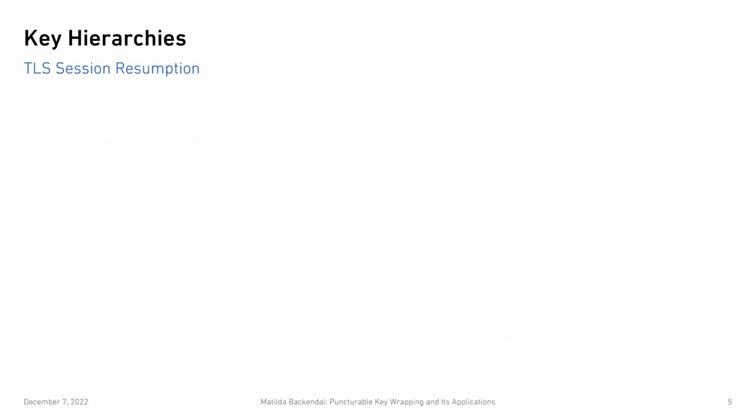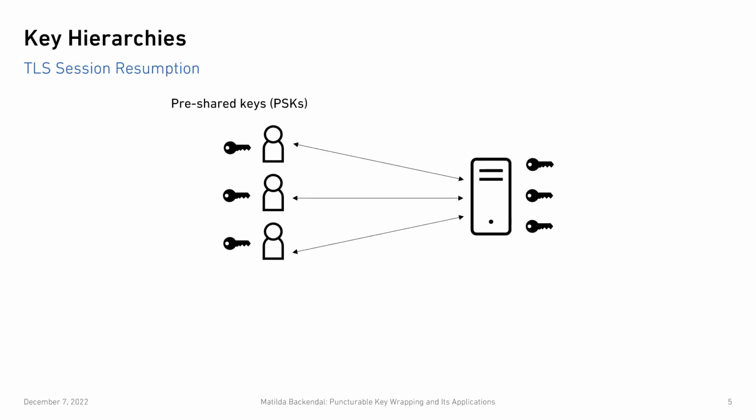Let's take an example of a key hierarchy in a slightly different setting, namely TLS session resumption. Here, the scenario is that a bunch of clients have shared a session with a server in the past, during which they exchanged so-called pre-shared keys, or PSKs. The pre-shared keys are symmetric keys, which can be used to bootstrap the security of resumed sessions in the future. The issue here is the same as in the case of file encryption, namely key management. The server may serve potentially millions of clients, and it could be infeasible for it to store all of the pre-shared keys.